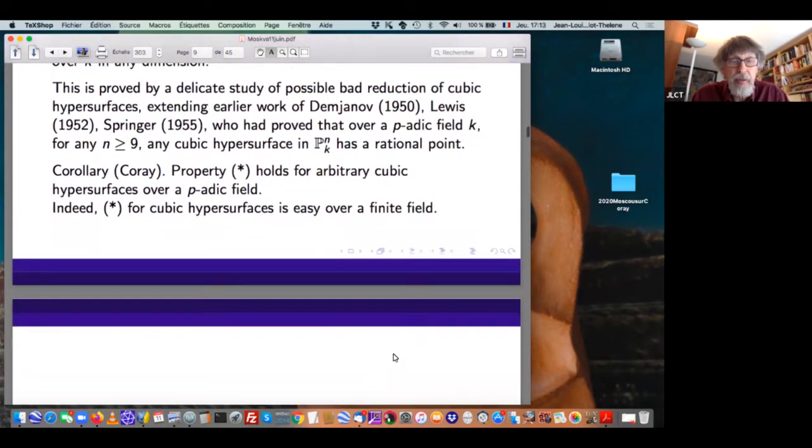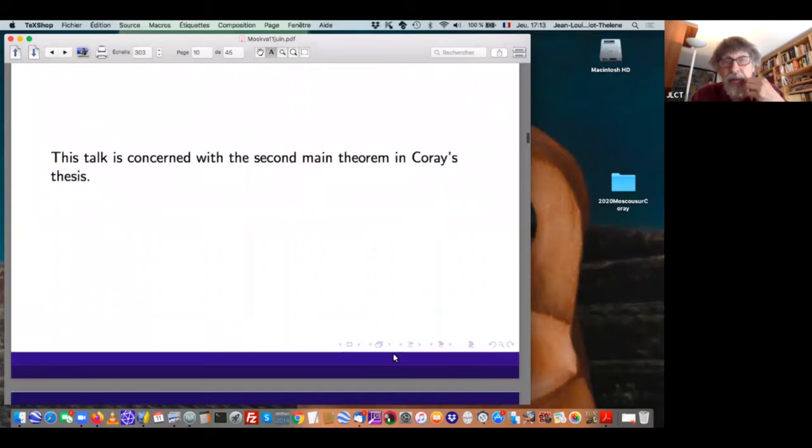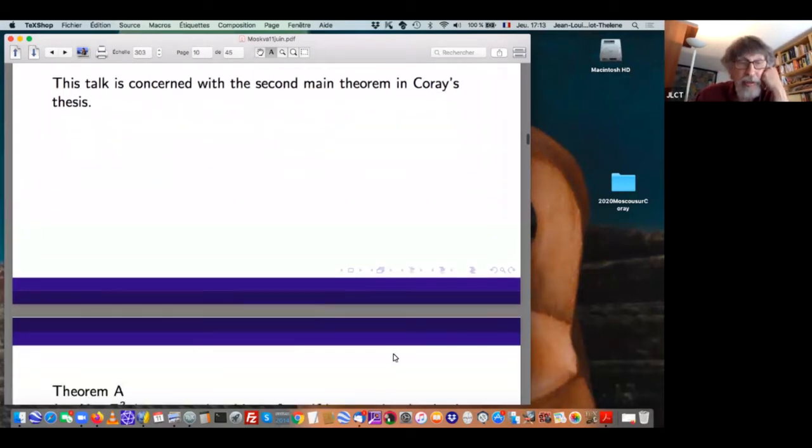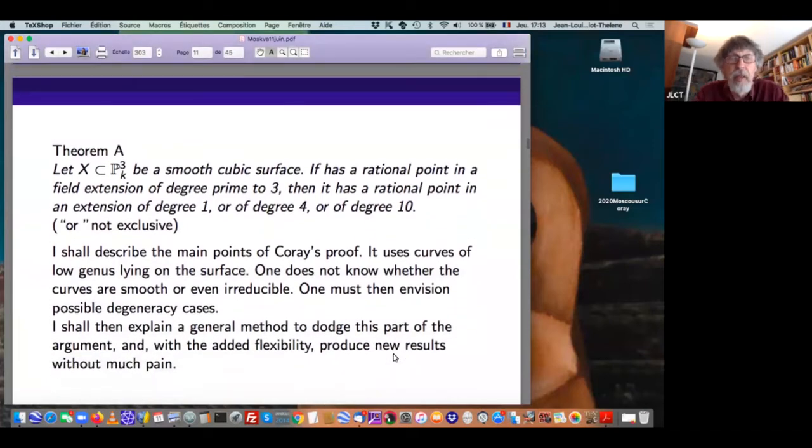Right. So, sorry. The talk is concerned with the second main theorem in Coray's thesis, which I now write, which in this talk I call theorem A. You take a smooth cubic surface over an arbitrary field, and you assume it has a rational point in a field extension of degree prime to 3. Then it has a rational point either of degree 1, and then you're happy, it has a rational point, or possibly just one of degree 4, or possibly one of degree 10. Okay, and these possibilities are not excluded.